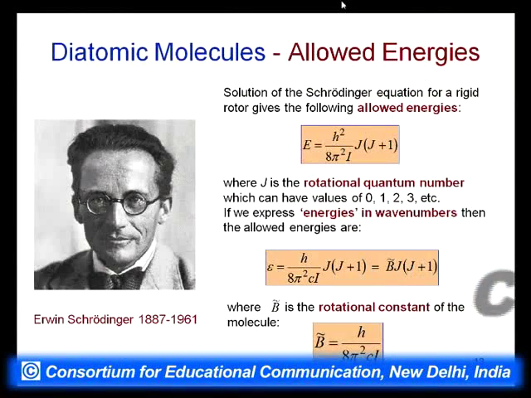Why do we call the rotational constant B, why not A or C? Because remember, for a diatomic molecule, B is equal to C and A is equal to 0 because the moment of inertia is equal to 0. There is no A rotational constant. This h by 8 pi square Ic is given the symbol B, and this is the rotational constant.